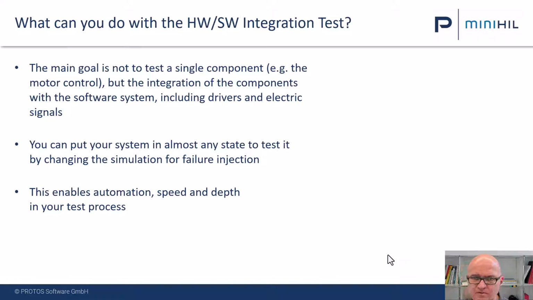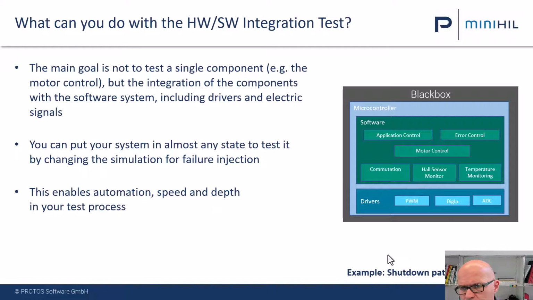You can put your system in almost any state to test it by changing the simulation for failure injection. So for example, if you want to test for a certain temperature, just change the signal of the temperature. You have the interface to change it, so you have a simulation. Or if you want to check whether a motor reacts correctly on a certain failure of signals, change the motor simulation to fail. And this enables automation, speed and depth in your test process.